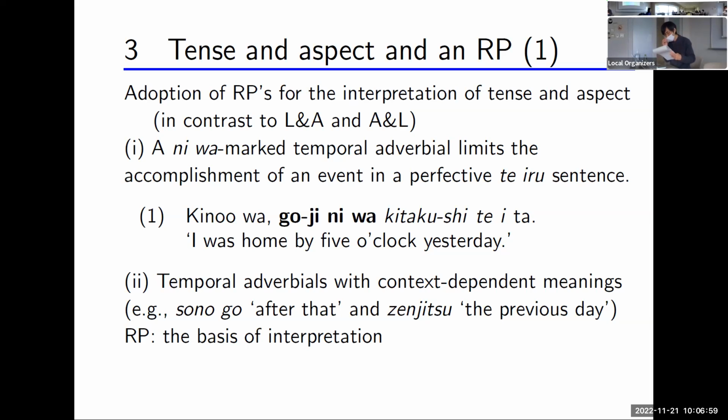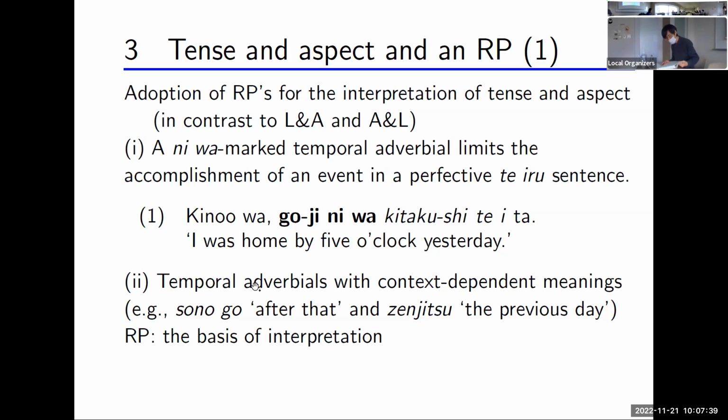We propose to adopt reference points for the interpretation of tense and aspect in context with Lascarides and Asher 1993 for the following reasons. First, we have such a sentence which is usually considered as having a perfect meaning. 昨日は5時には帰宅していた. I was home by 5 o'clock yesterday. Okay, and this temporal adverbial 5時には means a limit by which the event is accomplished. Okay, so such a temporal adverbial clearly introduces a reference time.